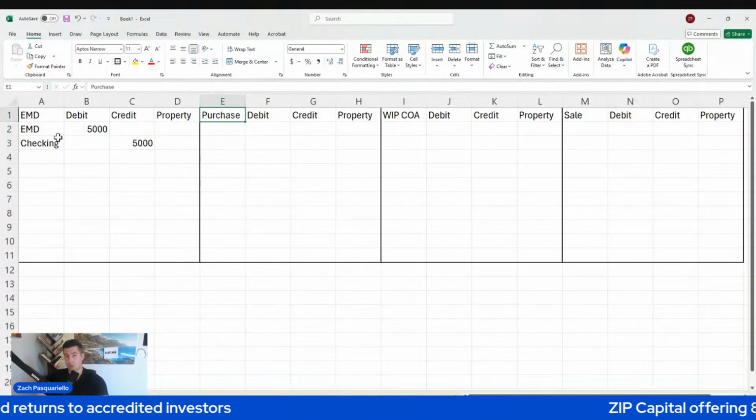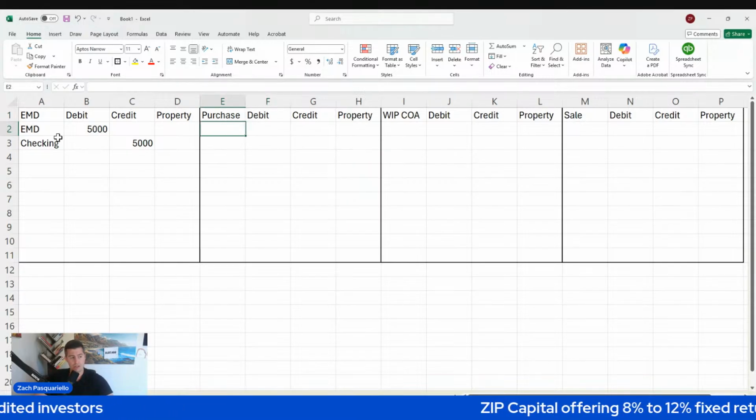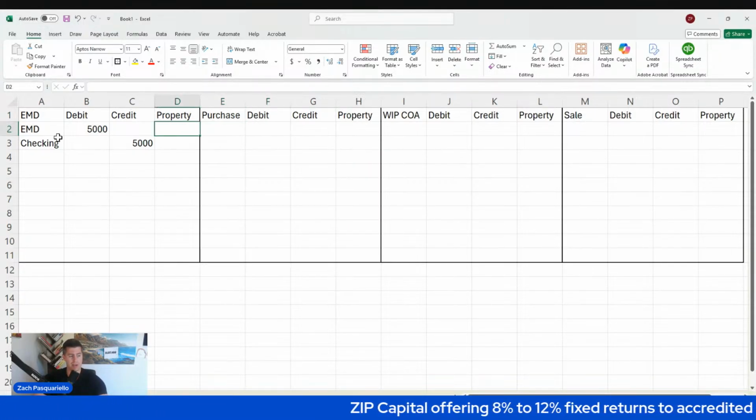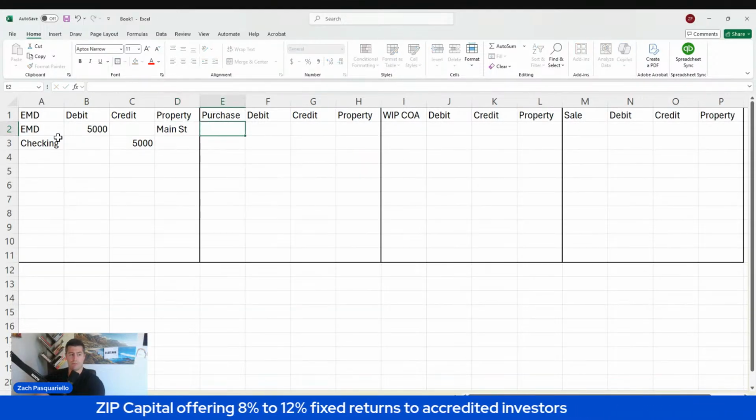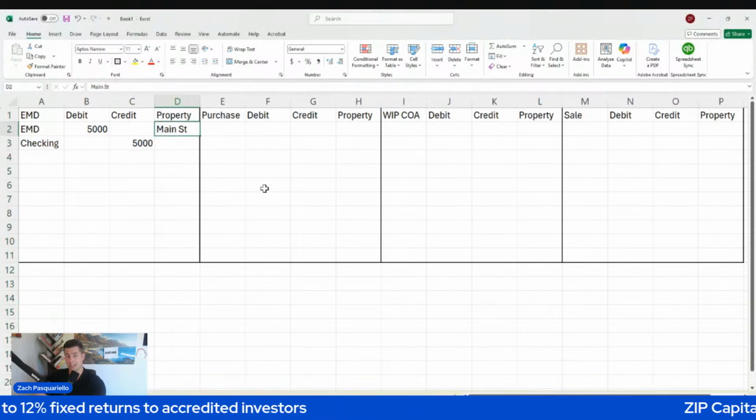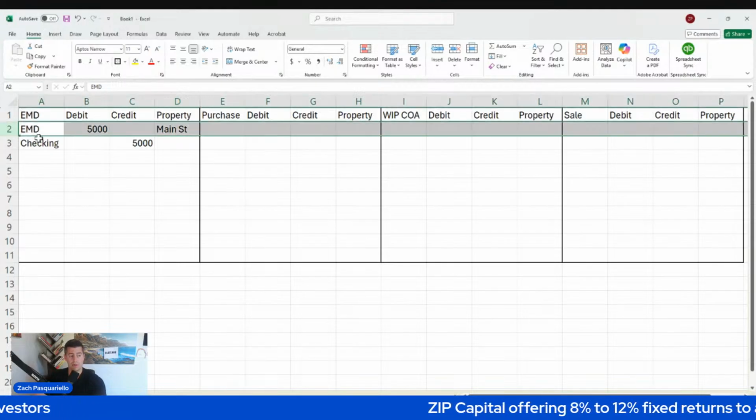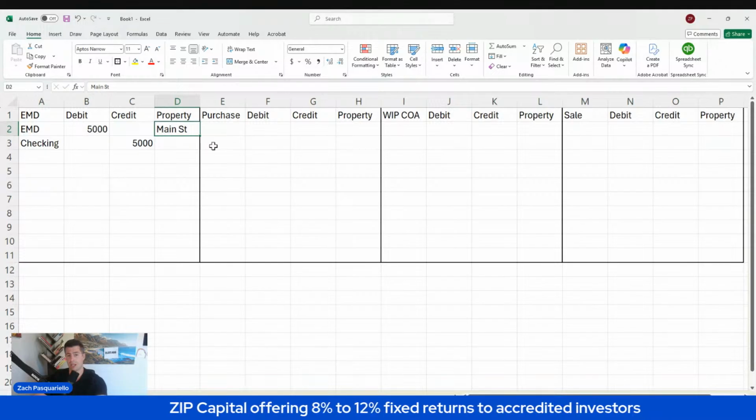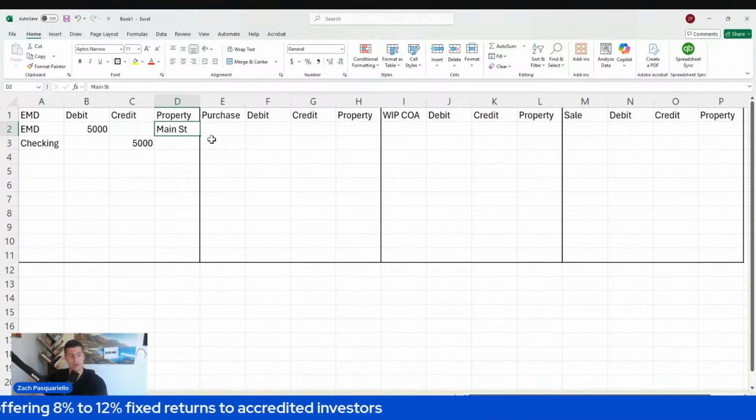Now we actually purchase the property. There's a few things to look into. Also, you want to make sure that you class track. Let's just call the property Main Street, to keep it simple. You want to make sure you're class tracking all of your transactions in QuickBooks, because you're going to have a ton of EMD deposits, and you want to be able to differentiate between the multiple $5,000 EMD deposits.